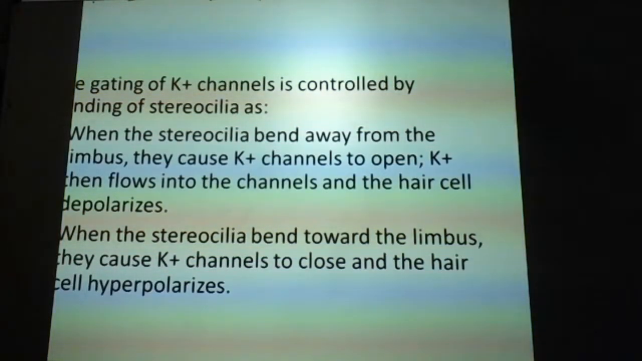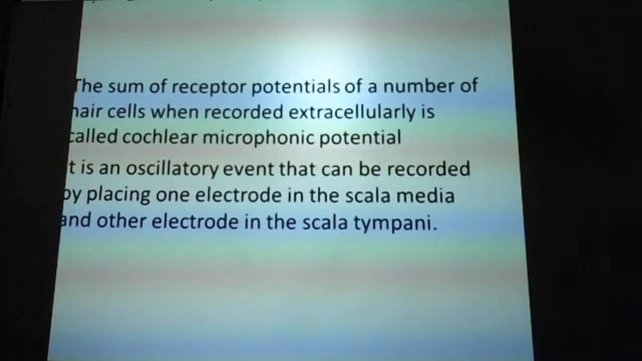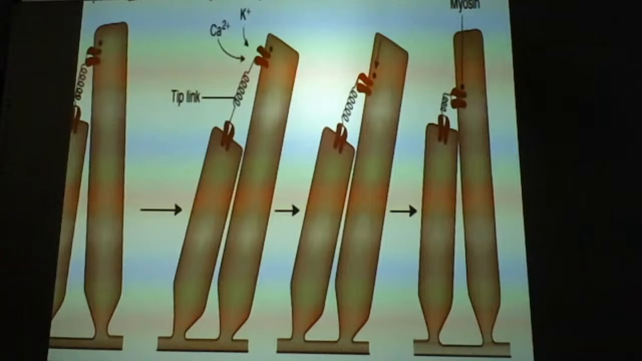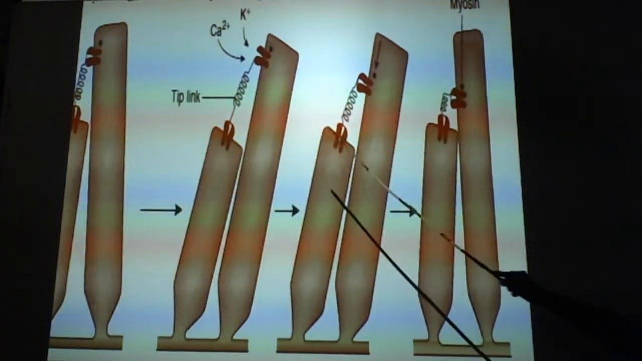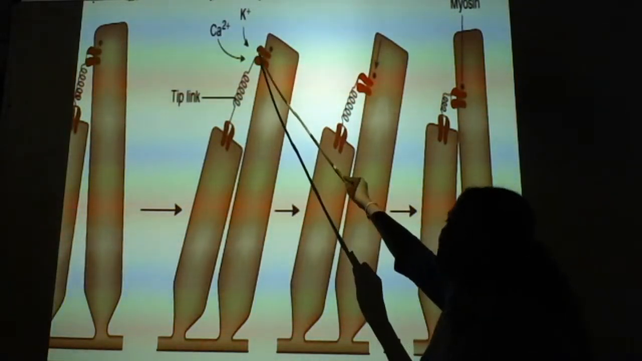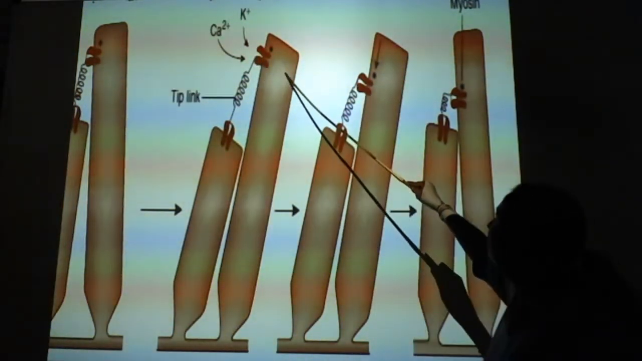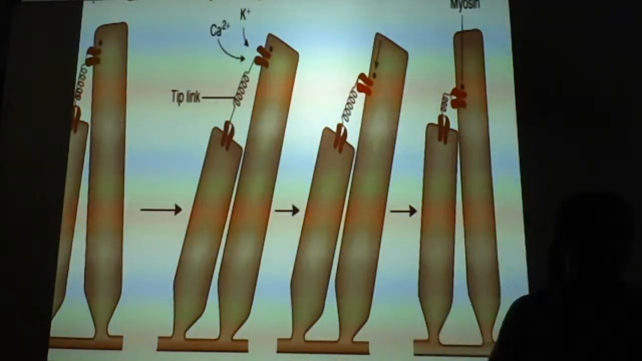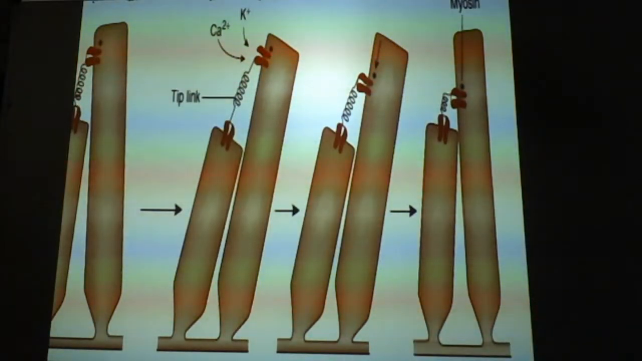So this bending causes, there are gates of potassium channels which control the bending of stereocilia. When the stereocilia bend away from the limbus, they cause the potassium channels to open. So the potassium and calcium influx is there. When they bend towards, the potassium channels are closed. So that is the meaning of it.